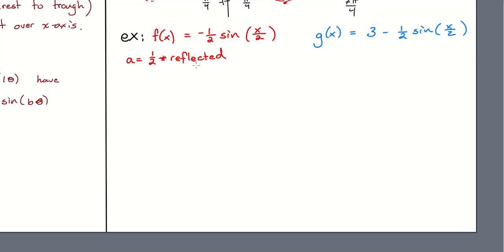Okay, what's b? B is the number connected to my variable, x. It's 1/2. X over 2 is the same thing as 1/2 x. This is just a more convenient way to write it. That is going to happen over and over. B is 1/2. Cool with that?